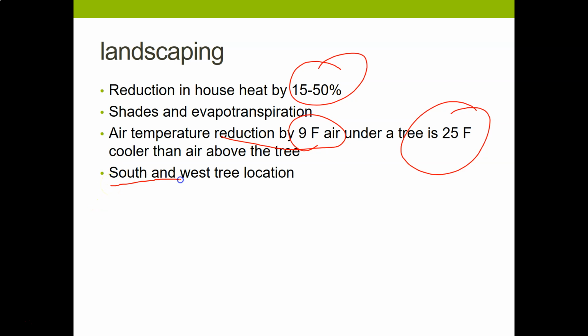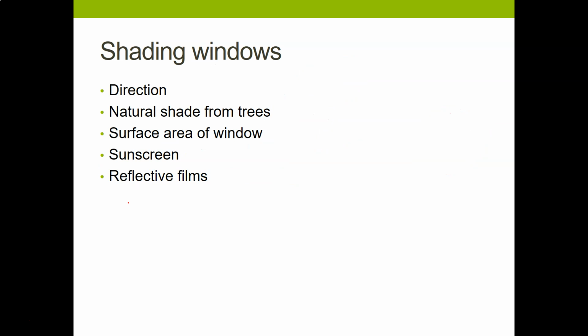Excuse me. So south and west tree locations are best because you want to mitigate those solar rays. Again, you want the windows to be in the north and east, and you want to have some shade in the west and south. And again, between east and west, it always depends on what you want to do and what kind of windows you have. So shading for windows has to do with direction.